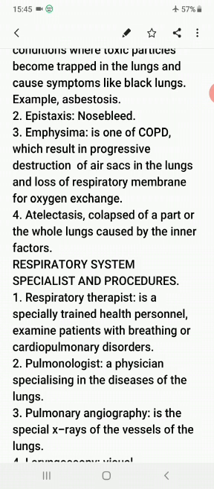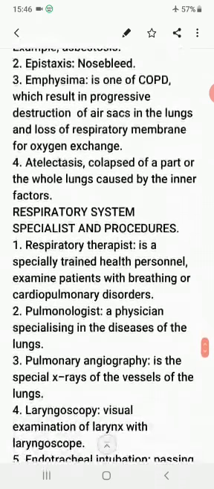Abin da ke tushe numfashi a kasa numfashi. Obstruction, obstructive pulmonary disease, which result in progressive destruction of air sacs. An san air sacs ko? Akwai daga bronchi, in aka shiga ciki can akwai bronchioles, daga bronchioles akwai alveoli, su ne ake kira air sacs. So anan ne ake samun exchange of gas between the alveoli and the blood capillaries. So an suka samu destruction, babu su, kun ga dole a samu obstruction na iska, so shine ake kiran wannan ciwo emphysema.